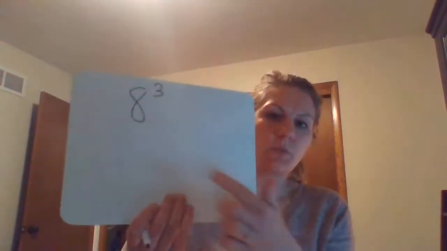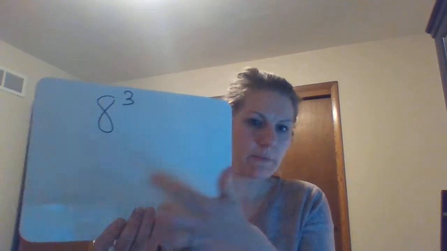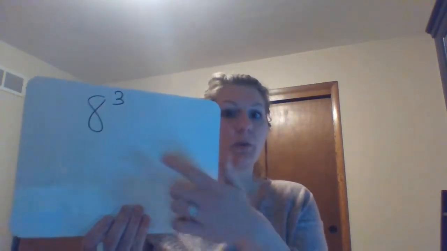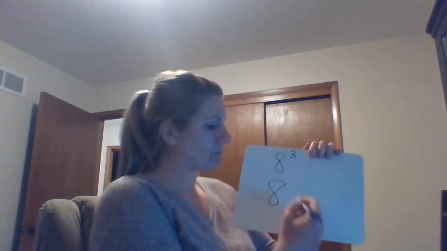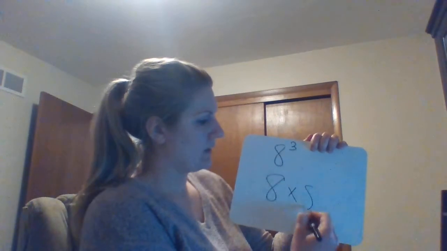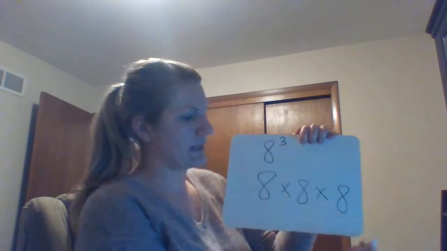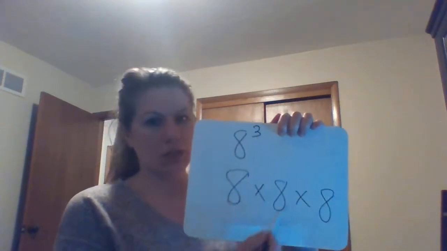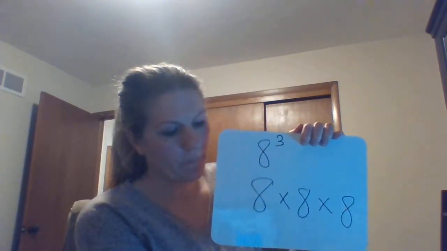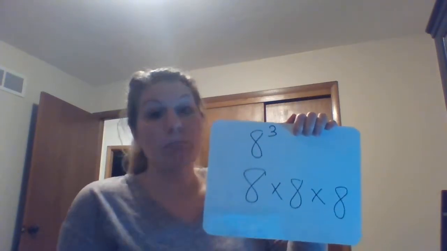That just means you're going to write your 8 three different times. Now just be sure that you are not adding them, you are multiplying them. You're always multiplying with exponents. So this is 8 times 8 times 8. Okay, and that's all I need to write. I do not need to solve it because it just told me to rewrite each expression in expanded form.